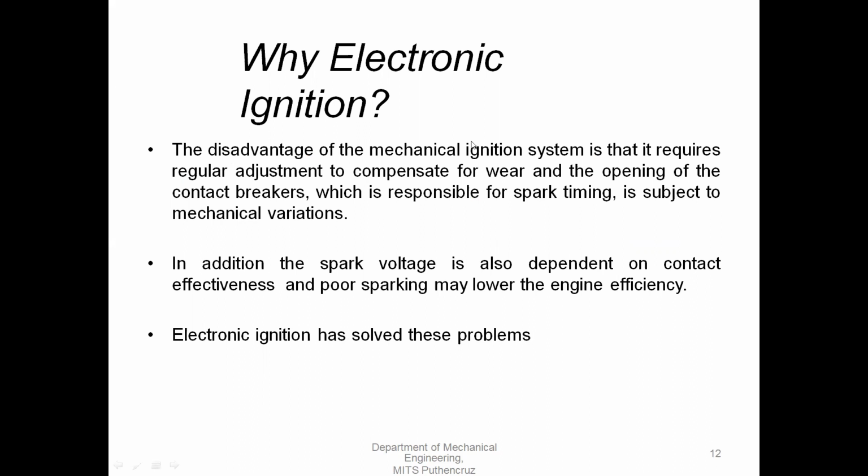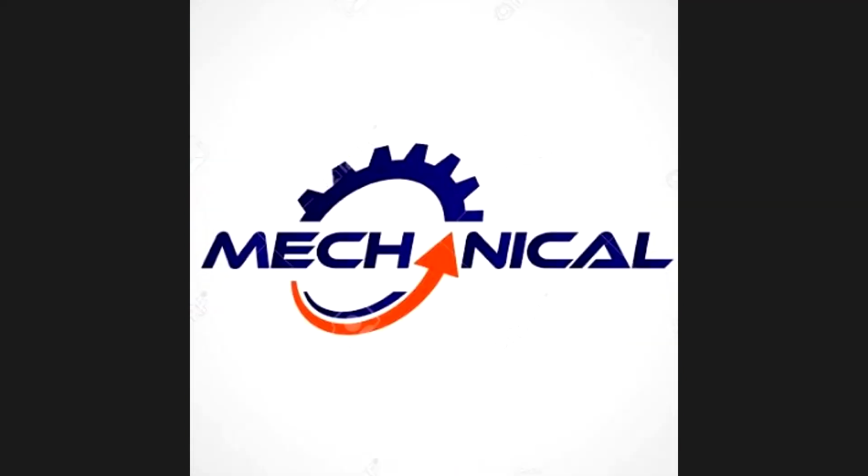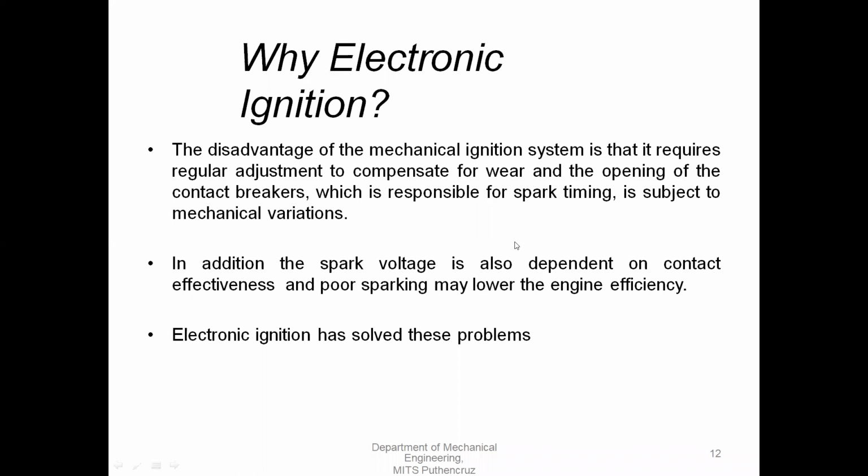So why electronic ignition? The disadvantage of the mechanical ignition system is that it requires regular adjustment to compensate for wear and opening of the contact breakers, which is responsible for spark timing. It is subjected to mechanical variations. In addition, the spark voltage is also dependent upon contact effectiveness, and poor sparking may lower the output. So mainly it is wear. To decrease the wear, we provide the electronic ignition system on automobile vehicles.